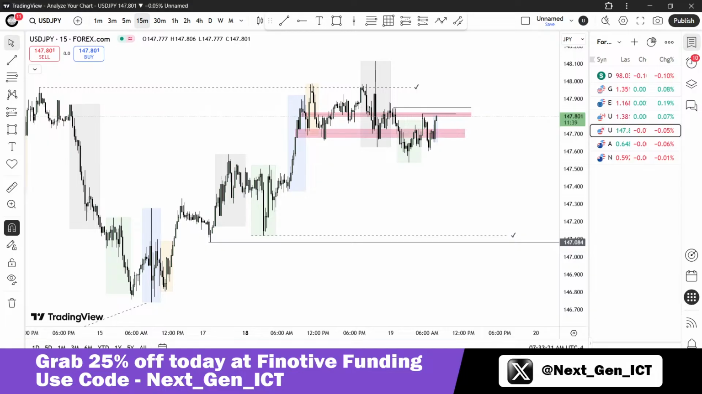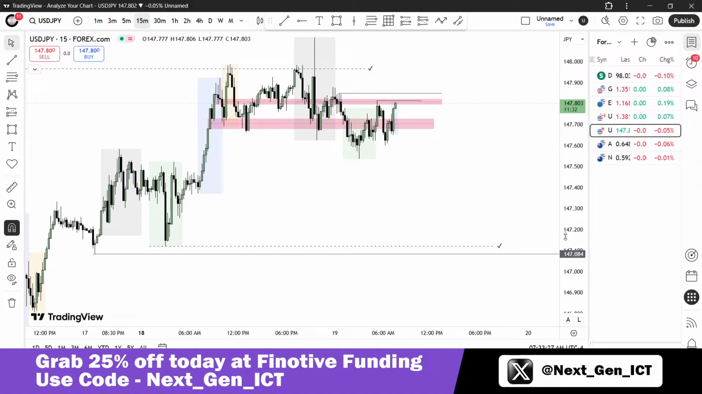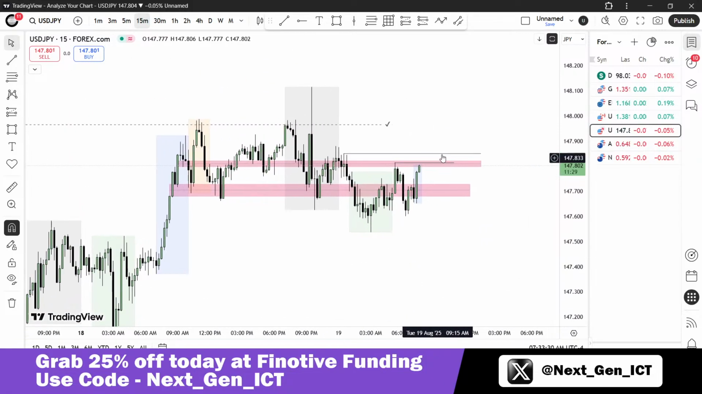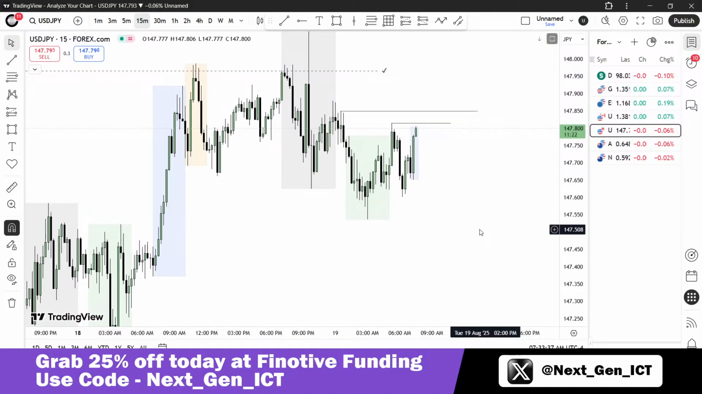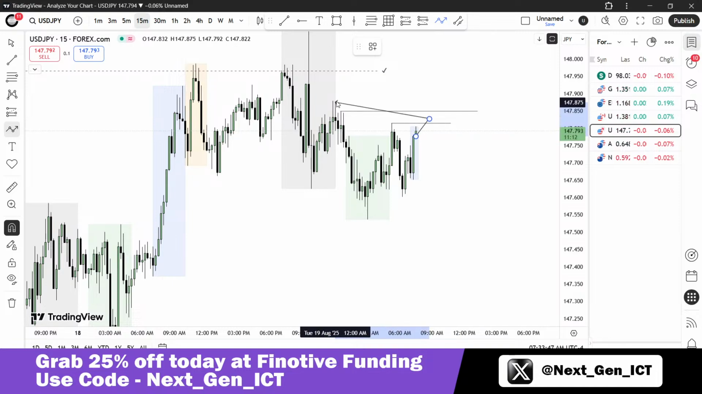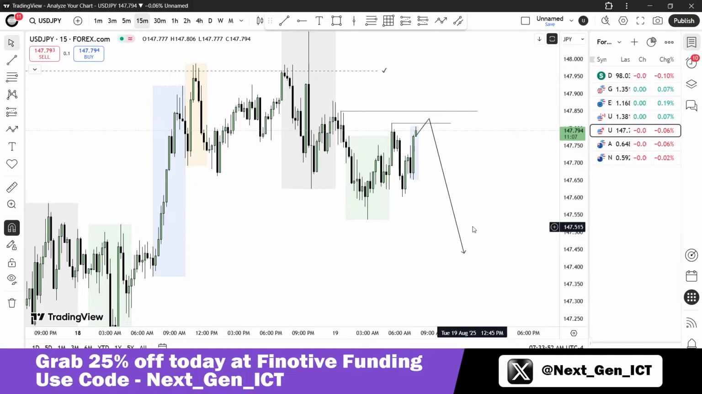Yo, chat, have you guys taken any trade during the London session? Okay, for USD JPY, I think I'm expecting price to take out this high, but not this one right here, or maybe this one. Probably reverse from here, if my analysis is right, but I don't know.